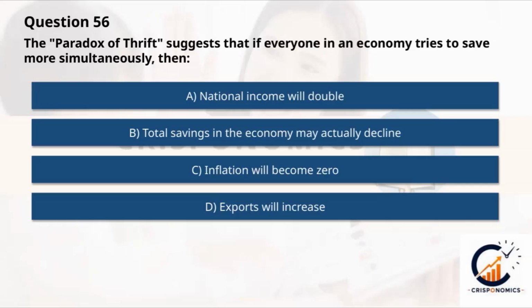The paradox of thrift is a curious idea in economics. It suggests that if everyone tries to save more at the same time, the total savings in the economy might actually go down. Why? Because when people save more, they spend less, which can slow down the economy. This slowdown can reduce incomes, meaning there's less money overall to save. So even though the intention is to save more, the result can be the opposite. It's a powerful reminder of how individual actions add up in complex ways.